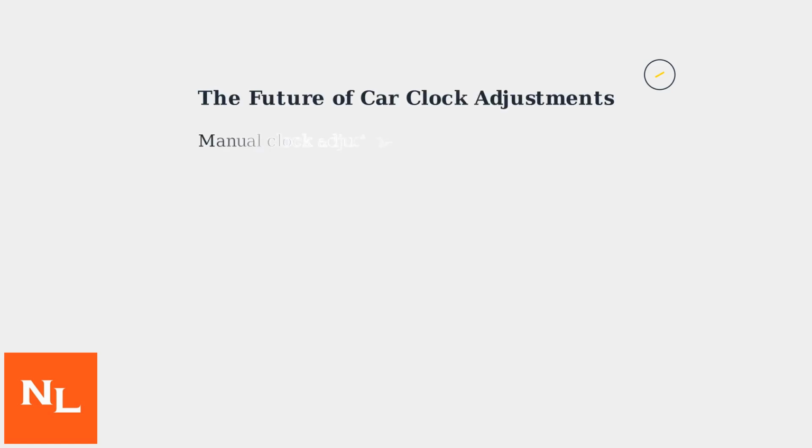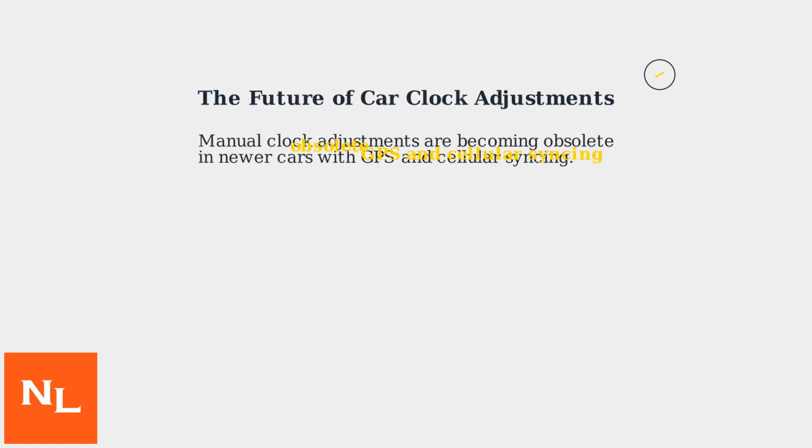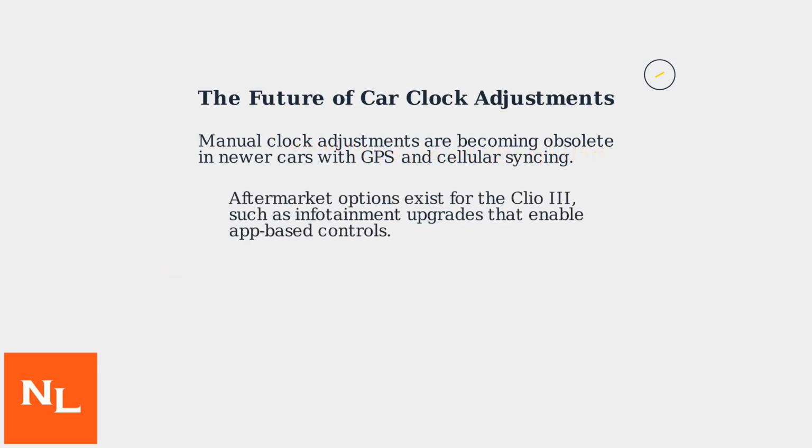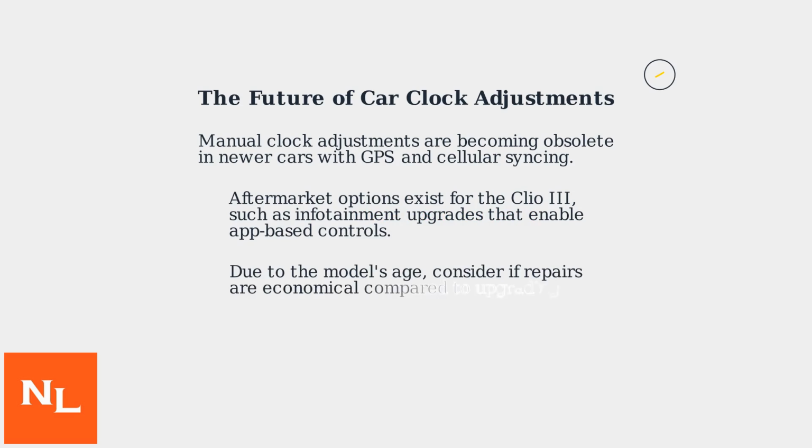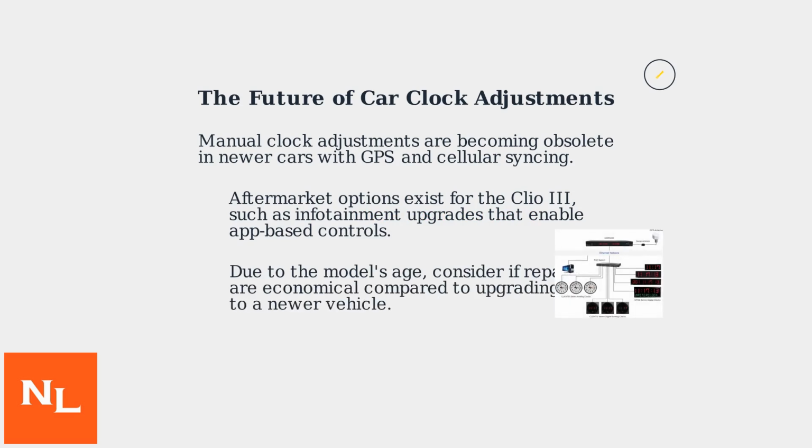Manual clock adjustments are becoming obsolete in newer cars with GPS and cellular syncing. Aftermarket options exist for the Clio III, such as infotainment upgrades that enable app-based controls. However, due to the model's age, consider if repairs are economical compared to upgrading to a newer vehicle.